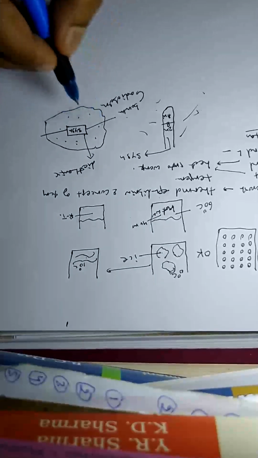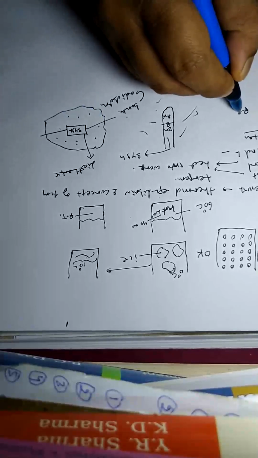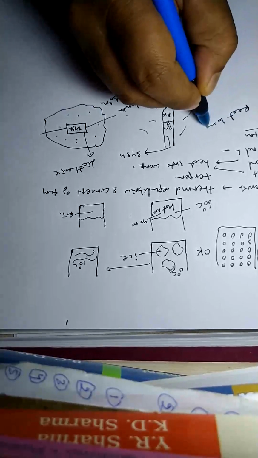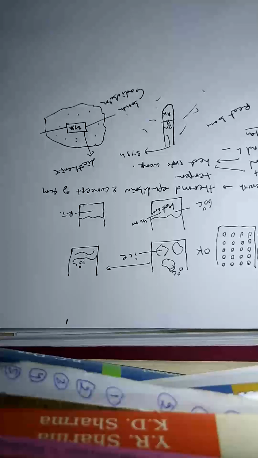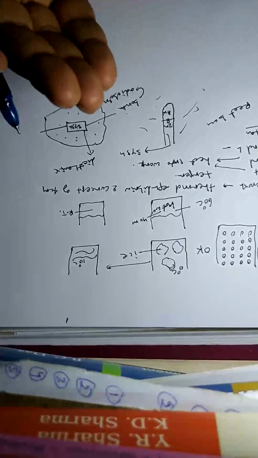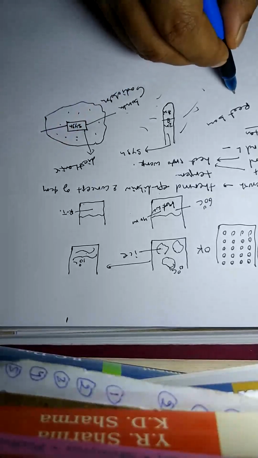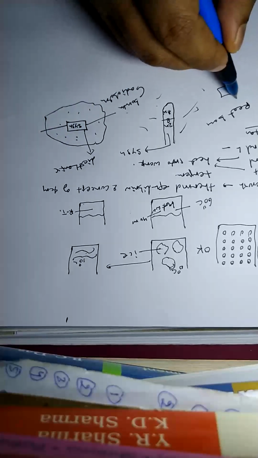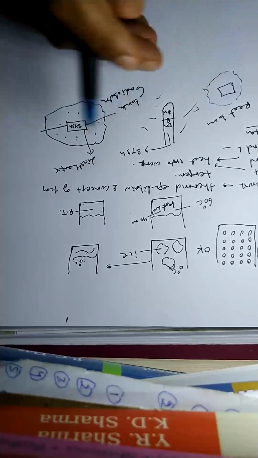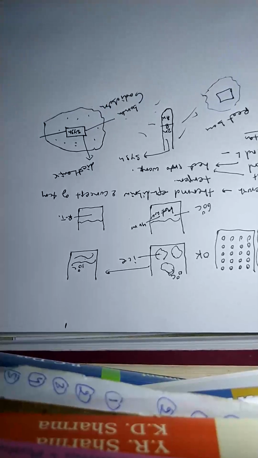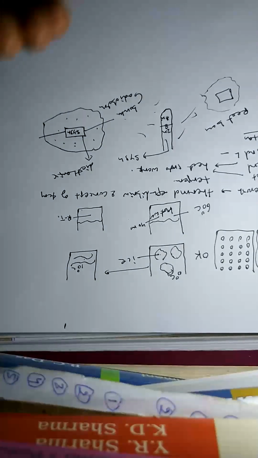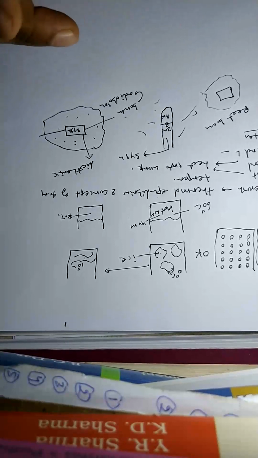Then boundary may be real or imaginary. Boundary may be a real boundary, just like the wall in a room. It may be imaginary. We can imagine that this is my system and the boundary is here. So boundary may be real, may be imaginary, may be adiabatic, may be diathermic. Rigid or non-rigid also. So we can tell that.